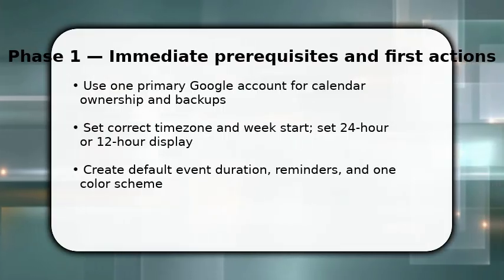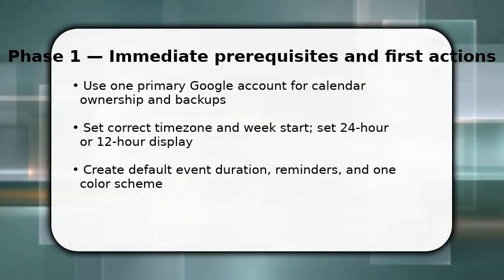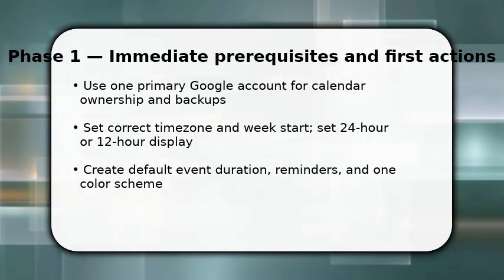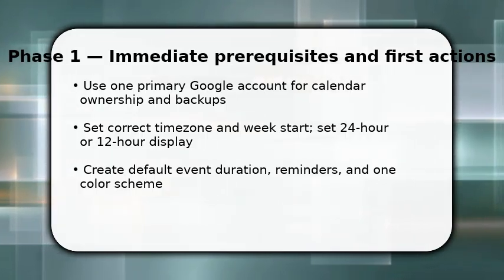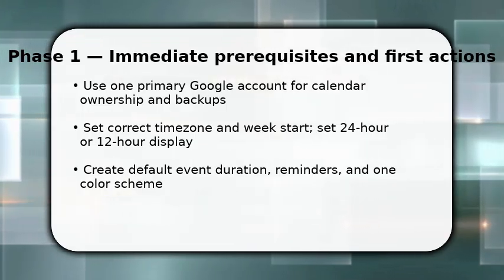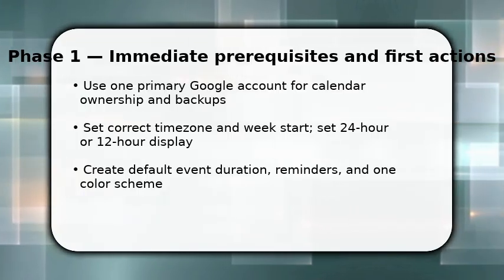You start by choosing one Google account as your master calendar because you want a single source of truth. Once done, set your time zone and week start to prevent shifted events. Make sure to pick 24-hour or 12-hour display to match your habit. Next, create default event duration and reminder rules so new items behave predictably.